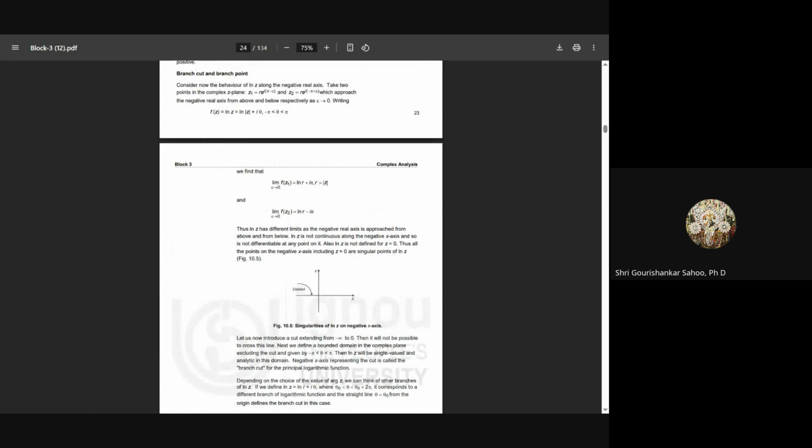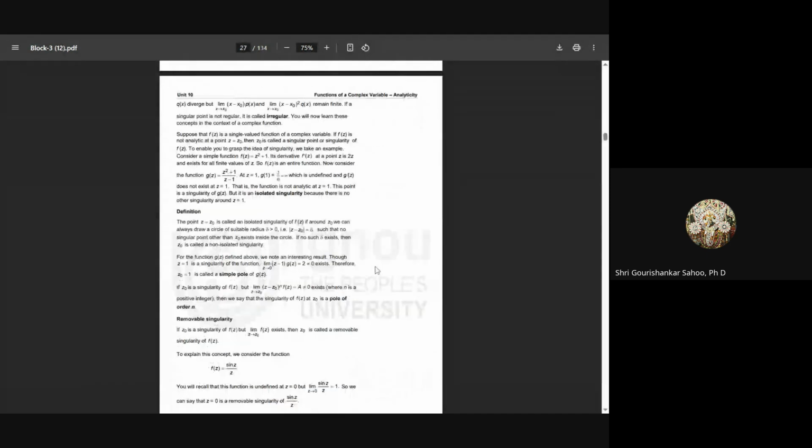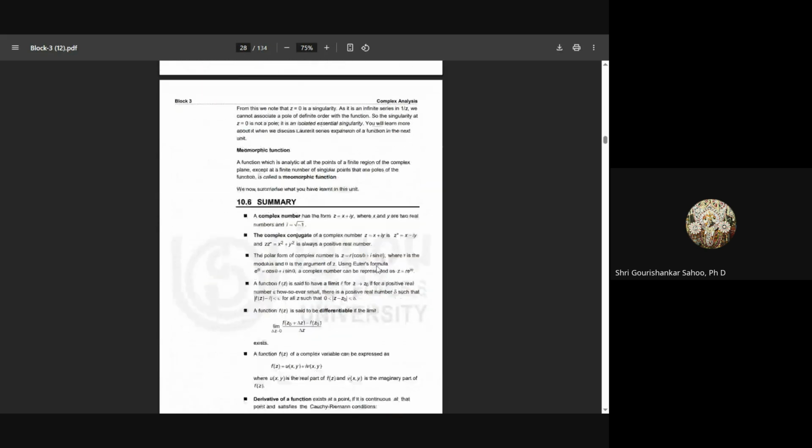Then branch cut, branch point and singularity. Suppose a function is not analytic, then through a branch cut you can have a modified one which you can use in your mathematics. Then singularity of a function: regular singularity, removable singularity, and so on and so forth.